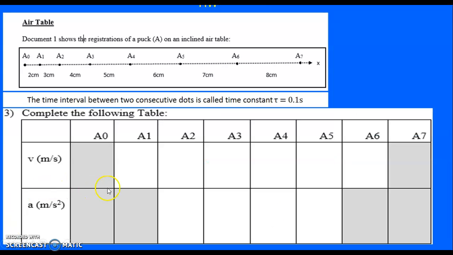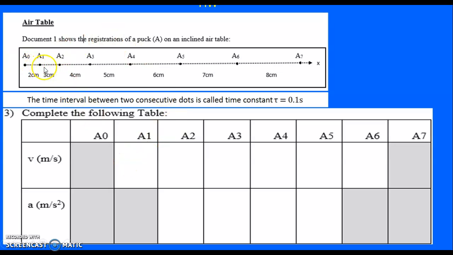Now finally, filling in the table to calculate the instantaneous speed and acceleration. Why did we cancel this part for A0? Because we have no information about the position before this time, so that's why we cannot calculate the instantaneous speed for A0.